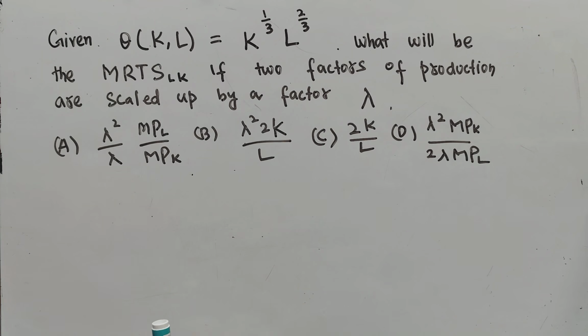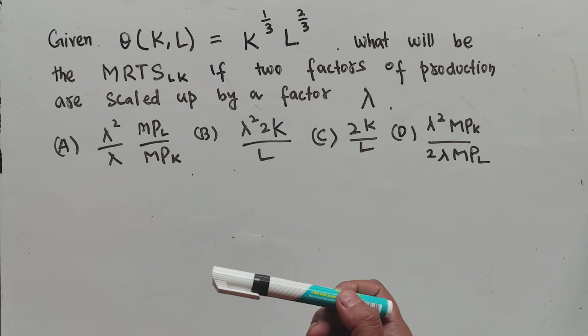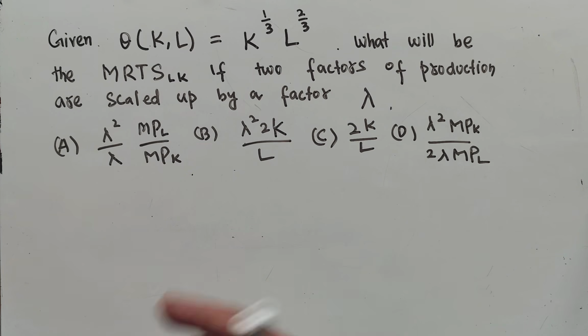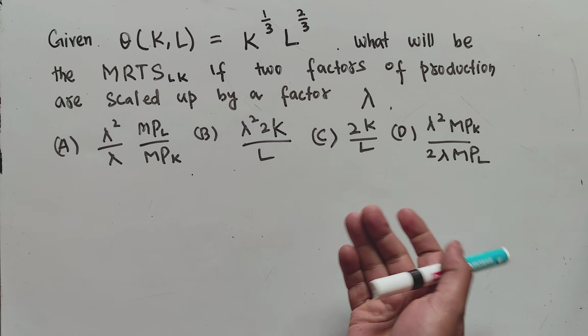In this video, we will learn how to find out the marginal rate of technical substitution from the given production function when the two factors are scaled up by a factor, let us say lambda.